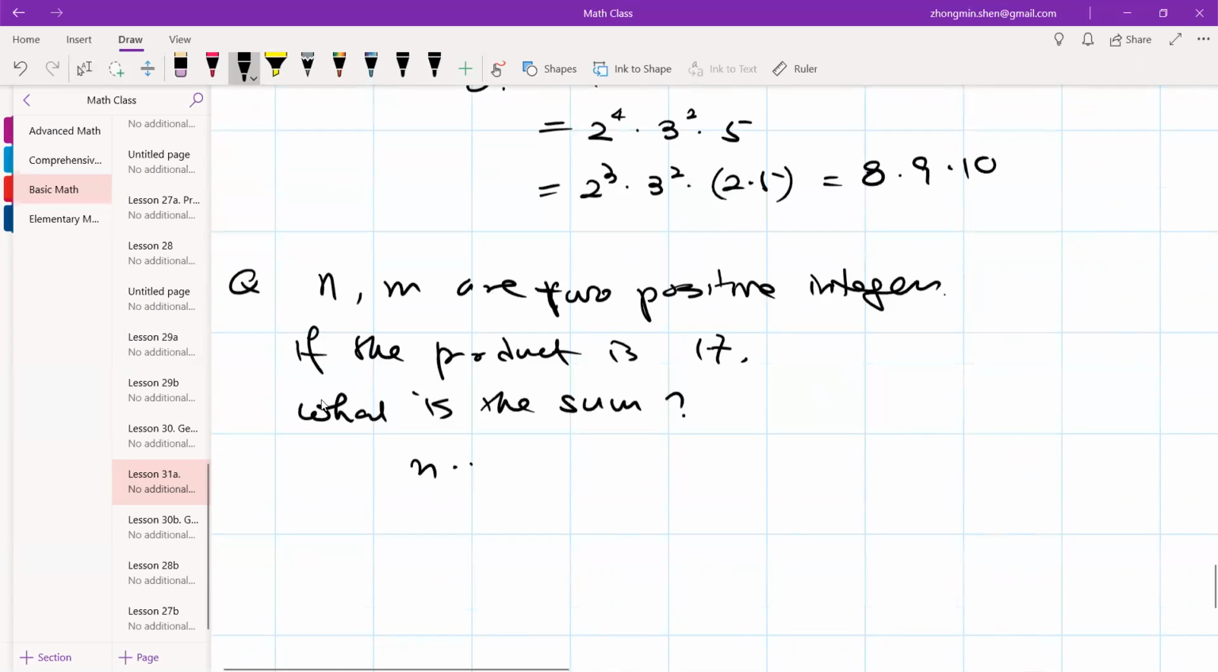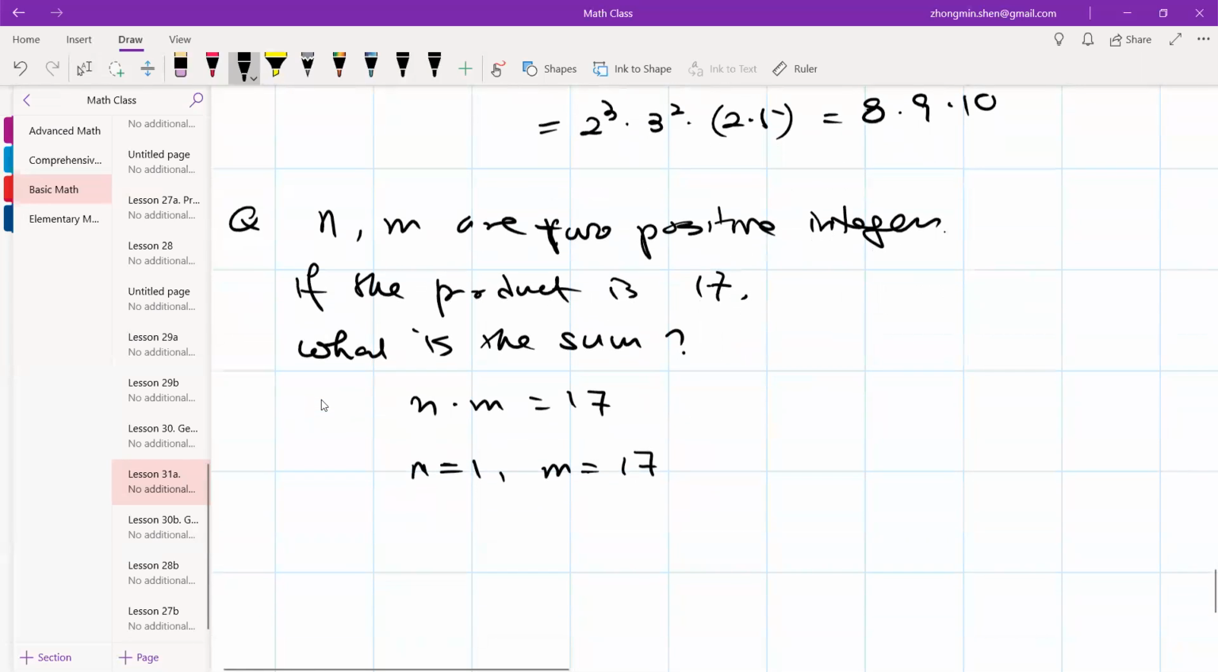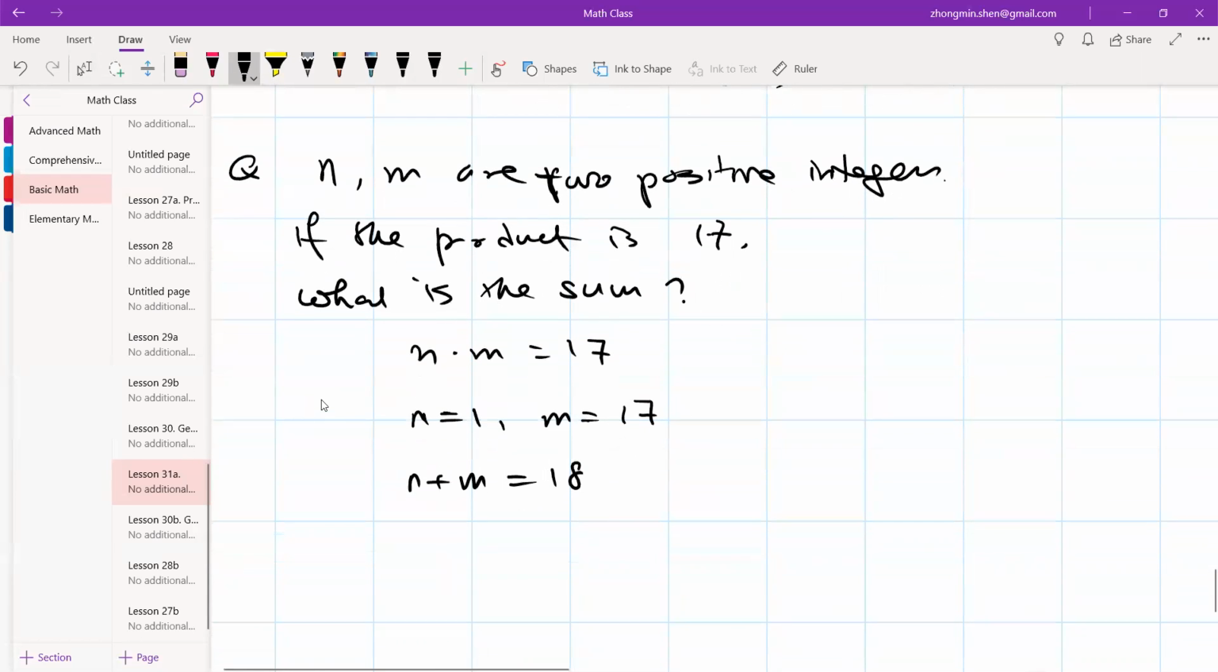So n times m is 17, right? But 17 is a prime number. That's right, you noticed that. The only possible solution would be n equals 1, m equals 17, or vice versa. But then the sum is going to be 18. Okay, right?